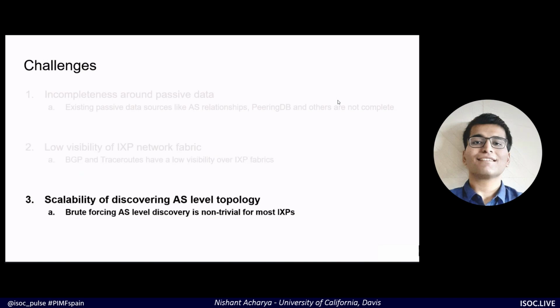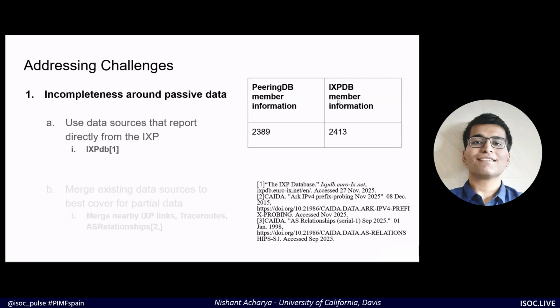The third and the main challenge for this problem is the scalability of discovering AS level topologies. And the general idea is that brute forcing does not work. To give you an example, our target in this case, IX.br São Paulo, has approximately 6 million links. And to discover them via brute force, in which case is active measurement, is non-trivial, which highlights the need for inferential methodologies.